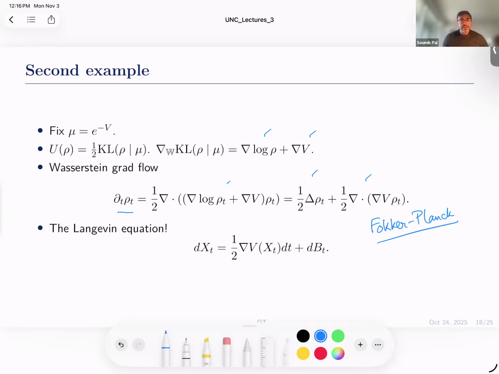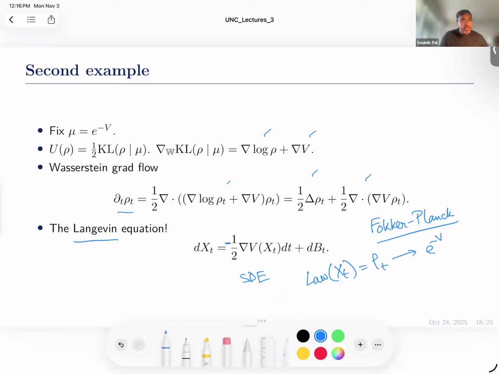How did we get the Fokker-Planck equation? Again, from our diffusion. The diffusion in question is what is commonly called the Langevin diffusion. There is a negative sign here. What is a Langevin diffusion? This is probably the most common diffusion that you can use to do sampling from a certain density. It's given by the following stochastic differential equation: dX_t is minus 1/2 gradient of V of X_t dt plus dB_t. It has a certain invariant distribution, which is e to the power minus V. So the law of X_t, which is ρ_t, converges to e to the power minus V.